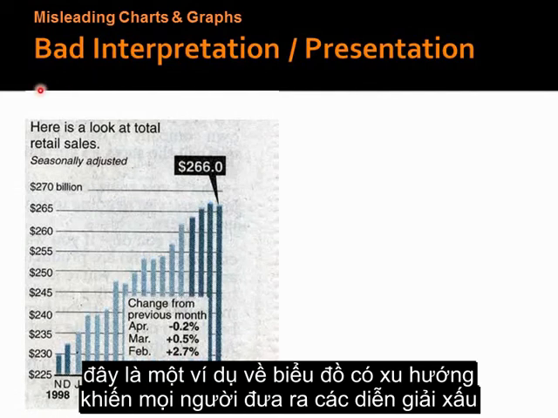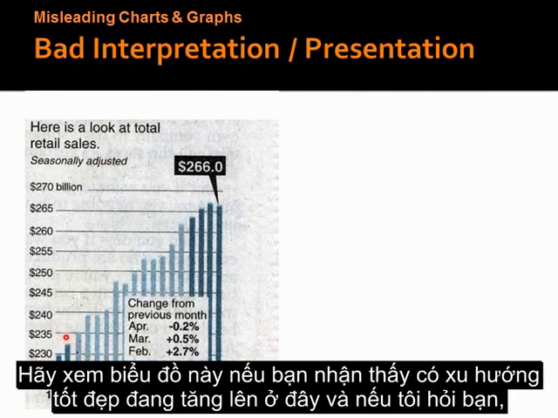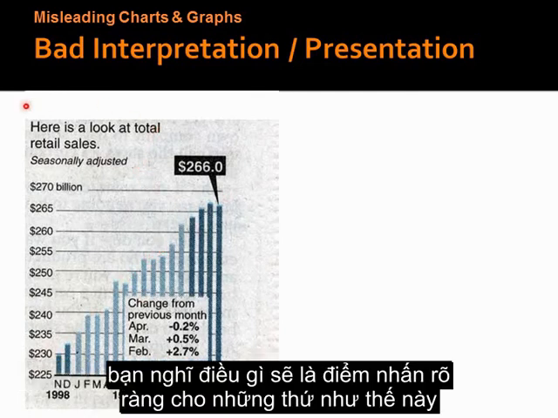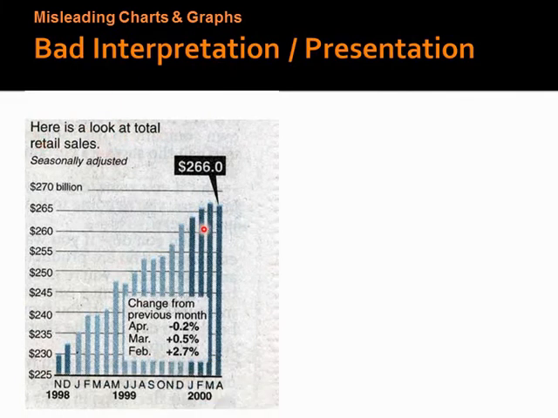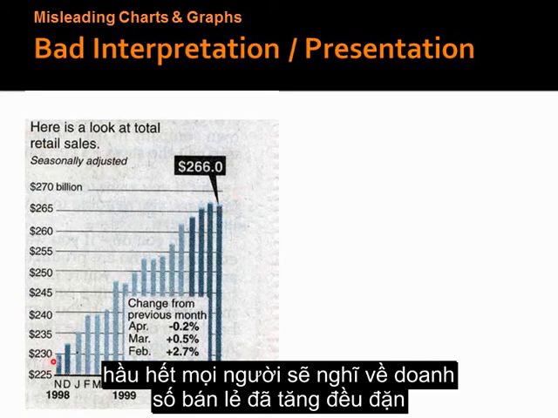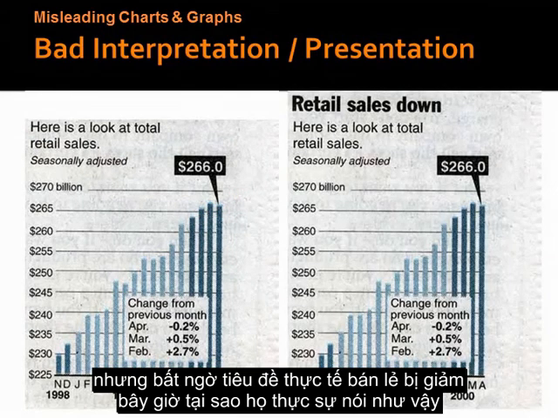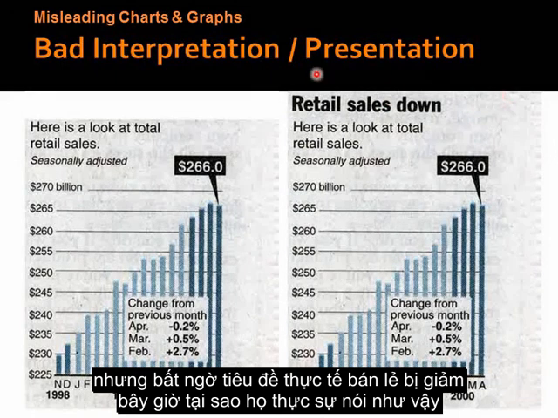Now here's an example of a chart that tends to lead people to make bad interpretations. Take a look at this chart. If you notice, there's a nice trend going up here, and if I were to ask you what the obvious headline would be for something like this, here is a look at total retail sales. Most people are going to think, ooh, retail sales have been steadily increasing. But, surprise, surprise, the actual headline is retail sales down.